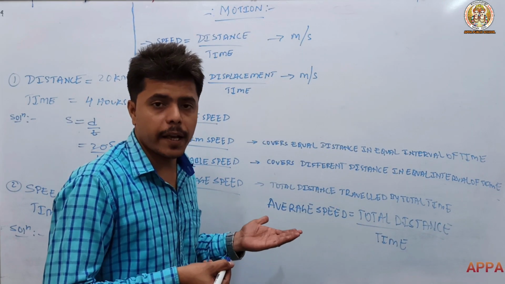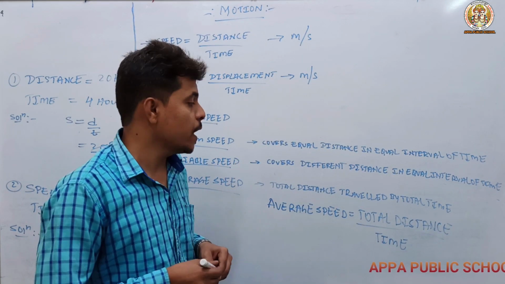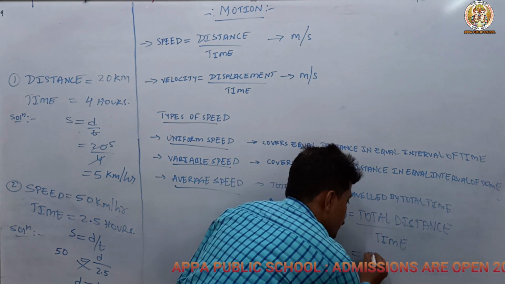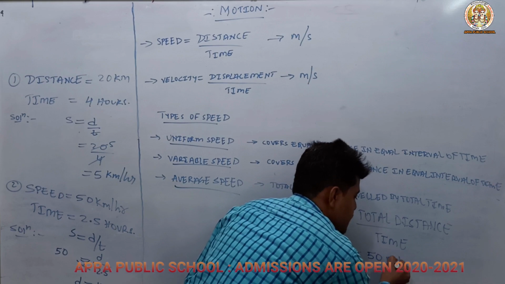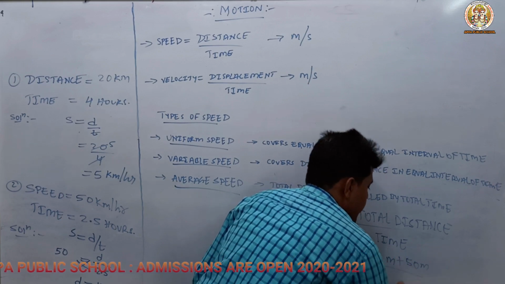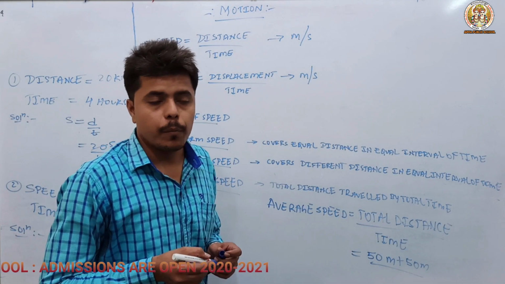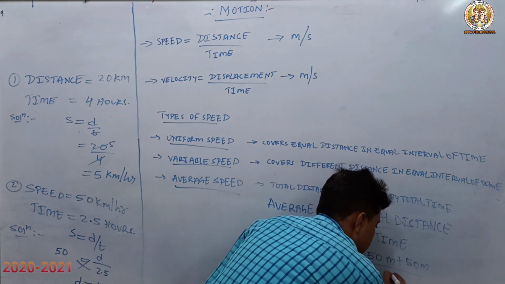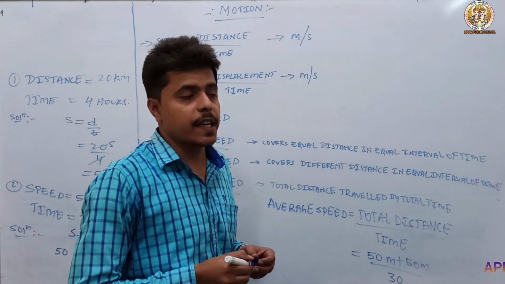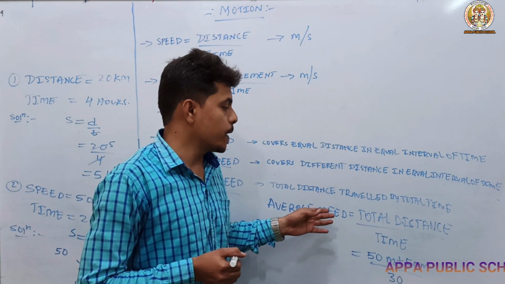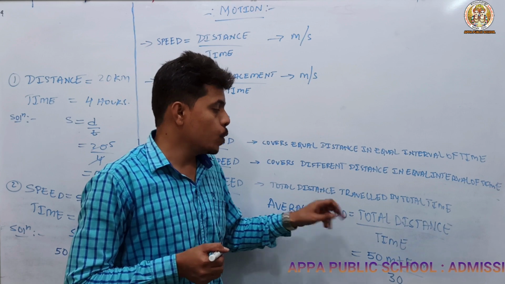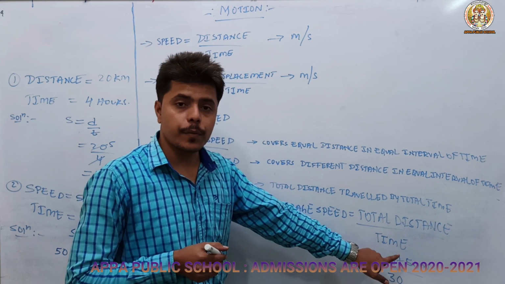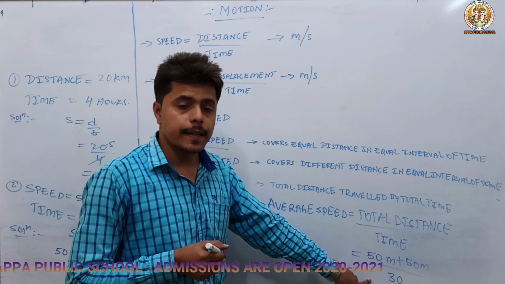For example, here is one example based on average speed that we are solving. The total distance is 50 meter plus 50 meter. Two distances are given, both are 50 meter, and the time given is 30 seconds. Just an example for average speed. So total distance traveled by total time taken, D1 and D2, nothing but 50 meter plus 50 meter divided by 30, that is the time taken.